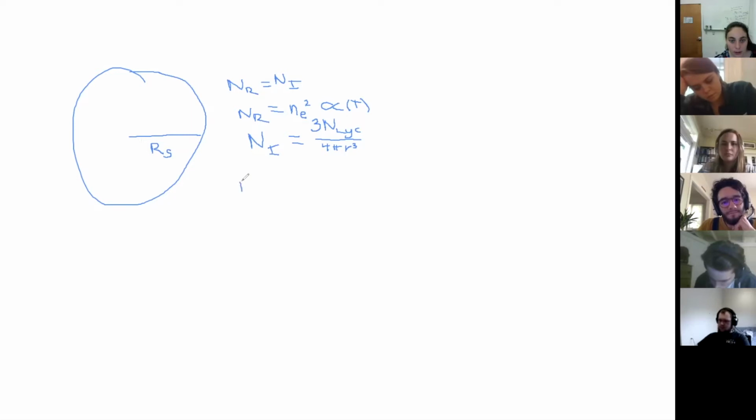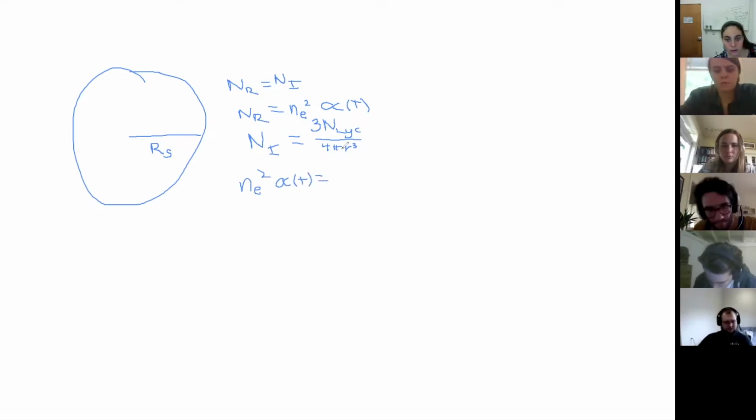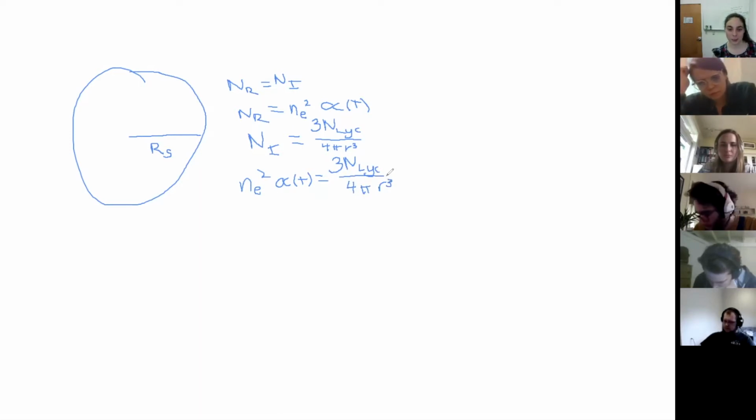So when n e squared alpha function of t equals 3 n. And I'll also finish this and post a picture of it so it'll be prettier.